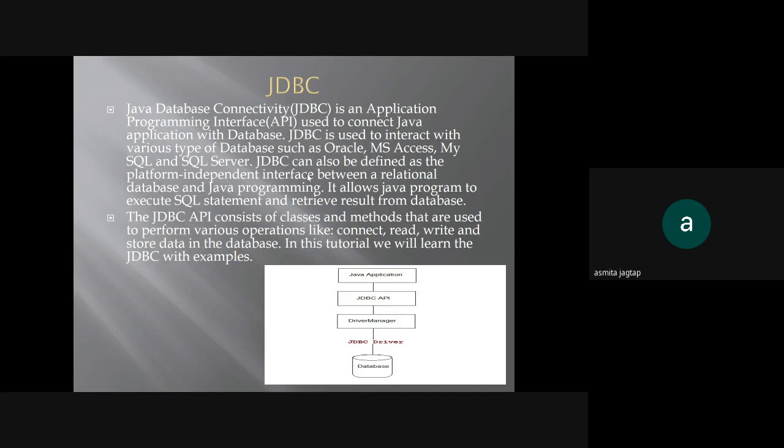The JDBC API consists of the classes. This JDBC API is written by the Java team for us. It consists of the classes and the methods that are used to perform various operations like connect, read, write, and store data. Whatever operation you want to perform, you can do. You can update any table. You can create a new table from the Java programming. You can select from the table from the Java programming. So read, write, and store the data in the database.